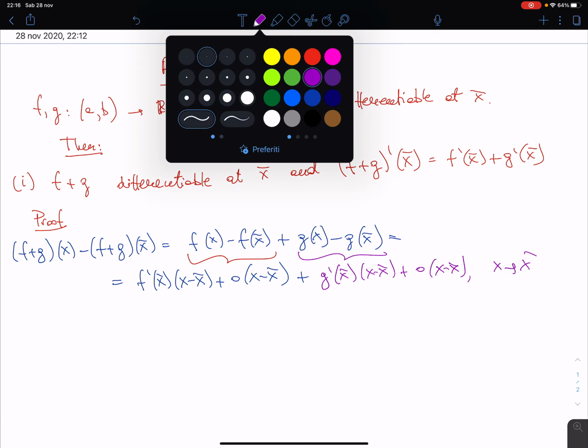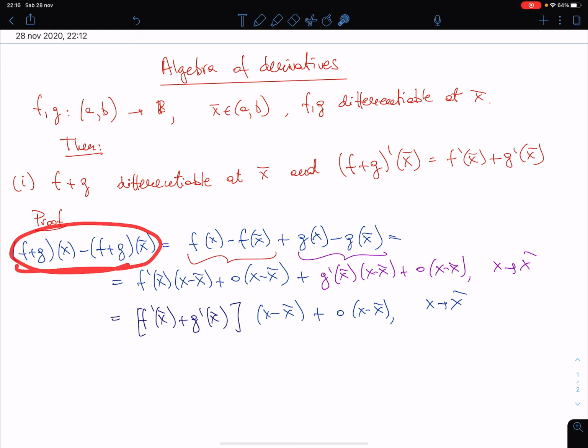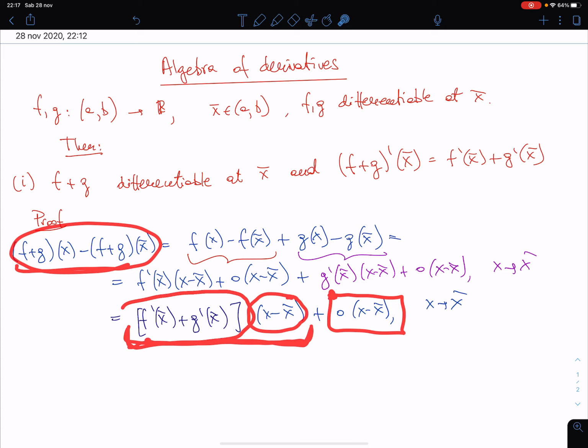So here we have f prime of x bar plus g prime of x bar times x minus x bar plus little o of x minus x bar as x goes to x bar. So notice that here we reconstructed the definition of differentiability. So the increment of the function is decomposed into one term which is proportional to the increment of the variable plus a term which is an infinitesimal of higher order. So this is exactly the definition of differentiability. So we have f plus g differentiable at x bar, and this factor here is the value of the derivative.